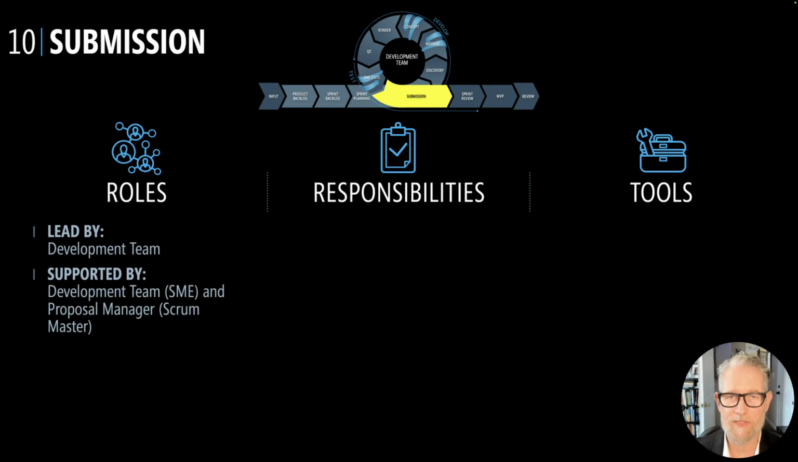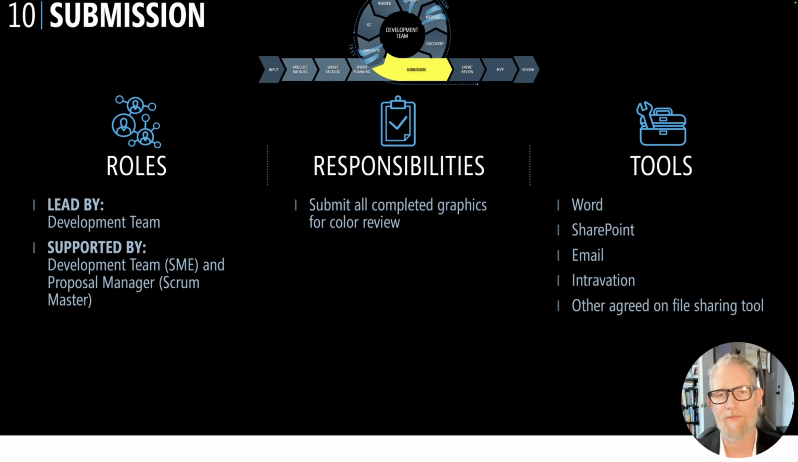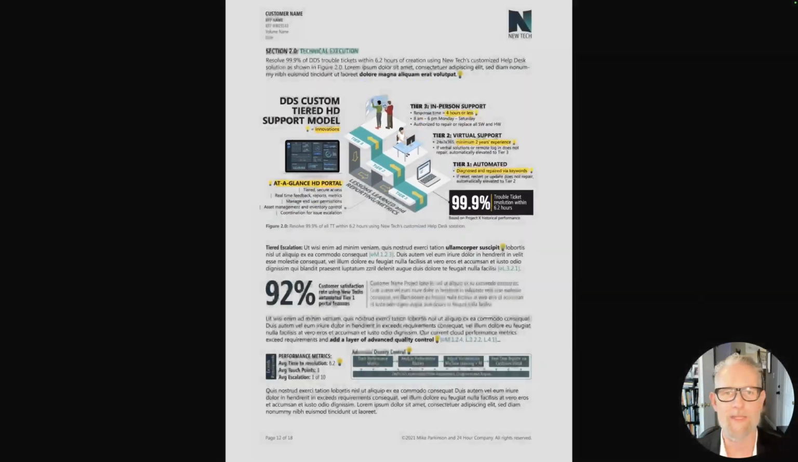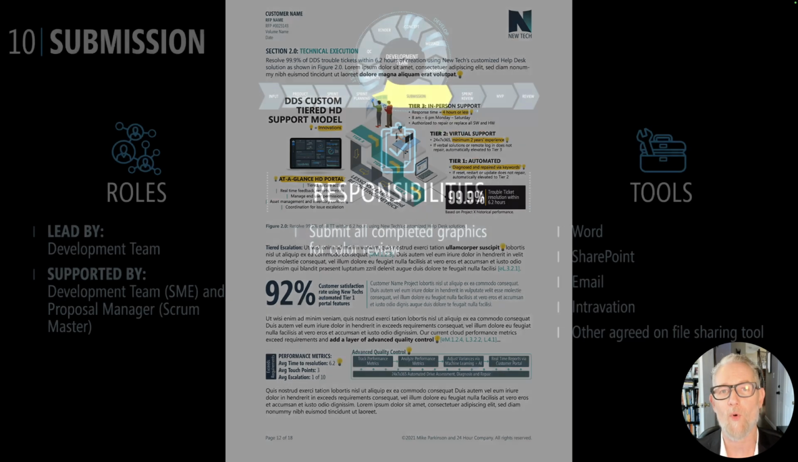Next thing I'm going to do is submit it for review. So this is the development team. I'm going to submit all completed graphics into a repository wherever we go to have everything assembled. So I say, here's my finished graphic. I'm going to save it as a JPEG or PNG file. It gets inserted into the Word file, the PowerPoint file, the InDesign file, whatever we're using for review.